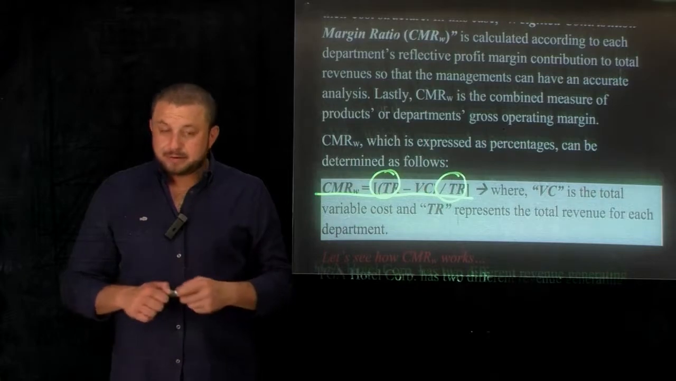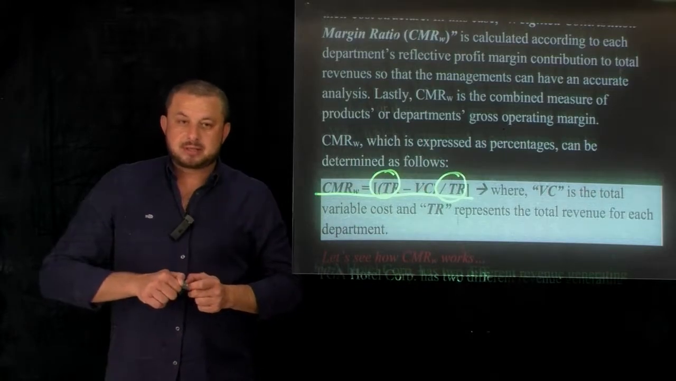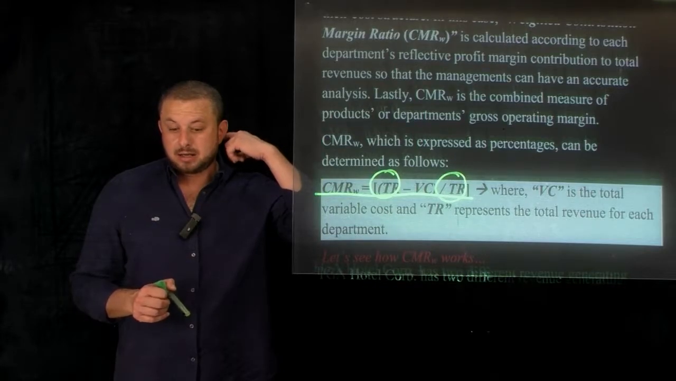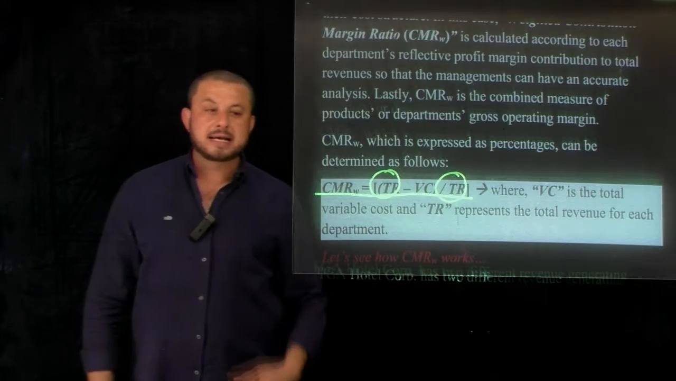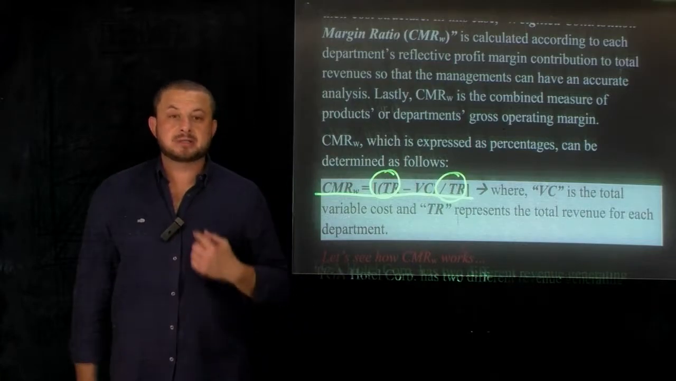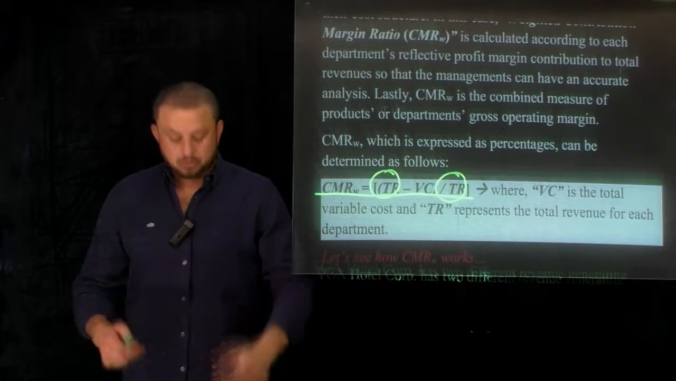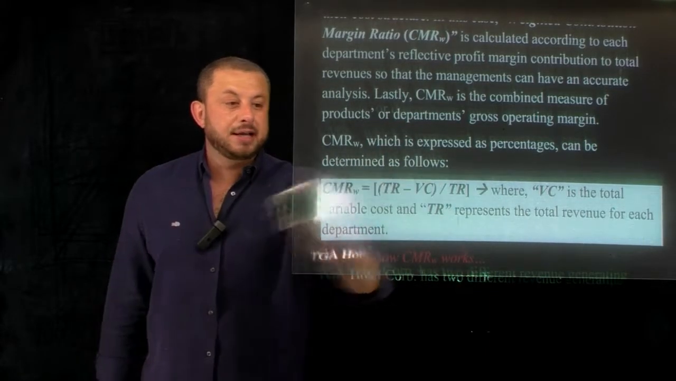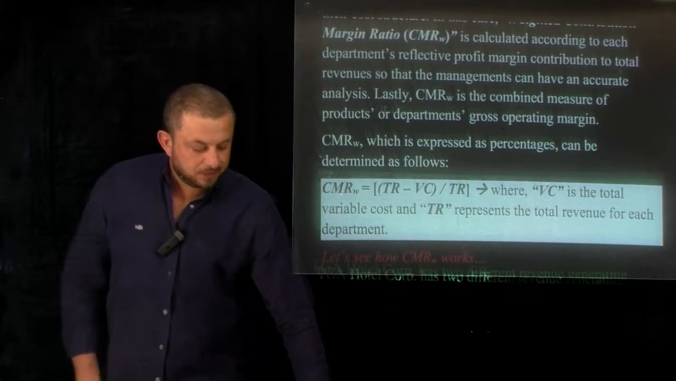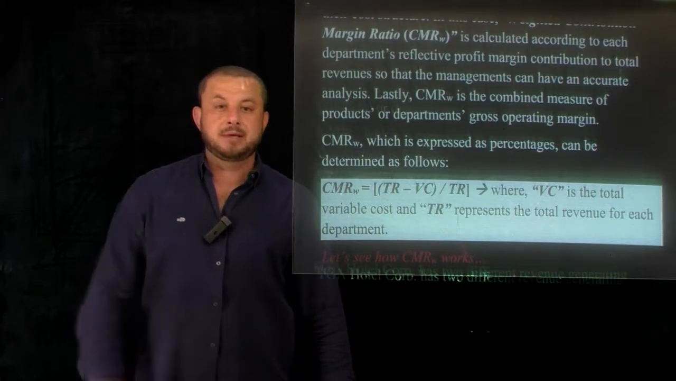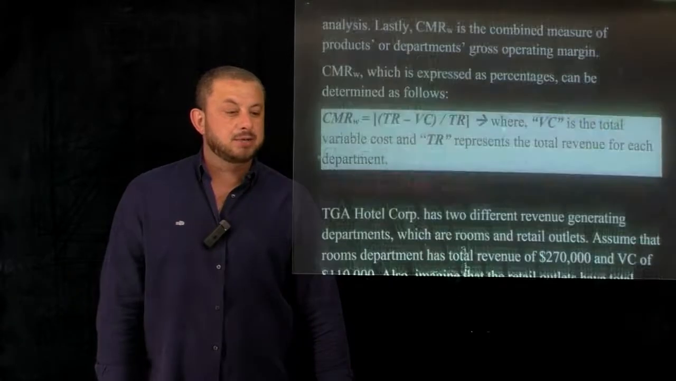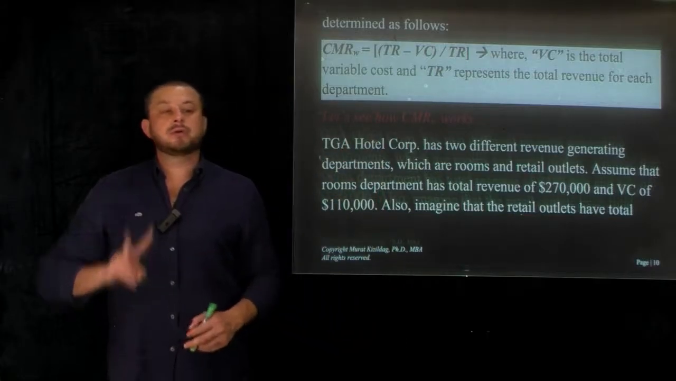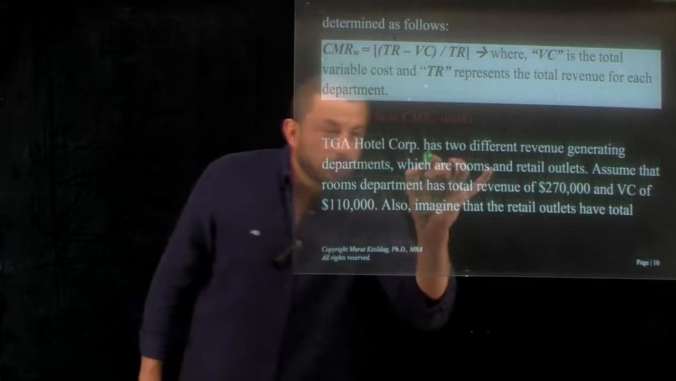So let's see how it works. Let's see why we do this, and I'm going to use additional examples and additional verbiage to tell you why we need to combine departments and how we do this. It will be much more clear by running a couple of examples, and then we will see some different simulations under CVP based on this structure as well, guys, okay? So TGA Hotel Group has two revenue generating departments. Boom, keyword.